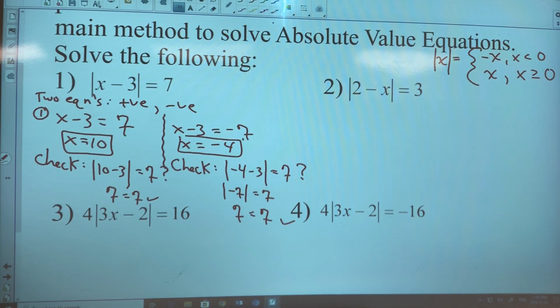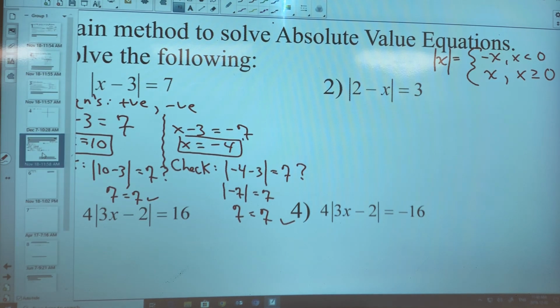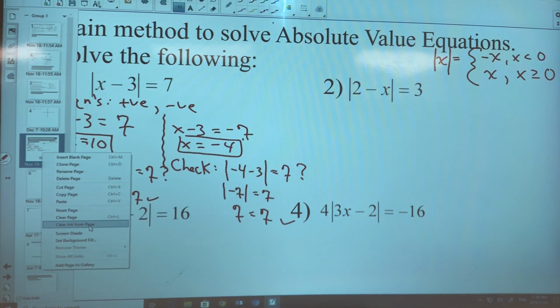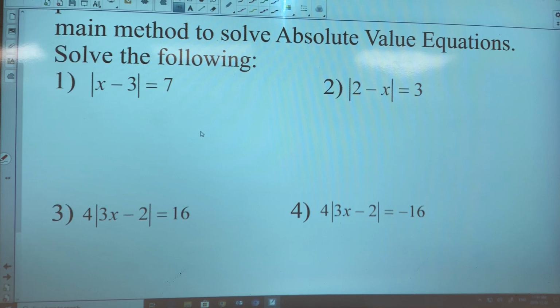Alright, alright, alright. Let's do another one. Does anybody have questions before we look at number 2? I'm just going to clear the screen as well, just to make it easier. I think there's going to be too much writing on this slide. So give me a moment. Clear ink from page.